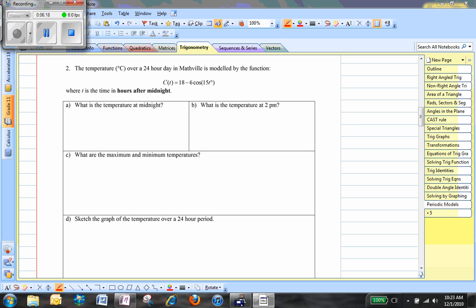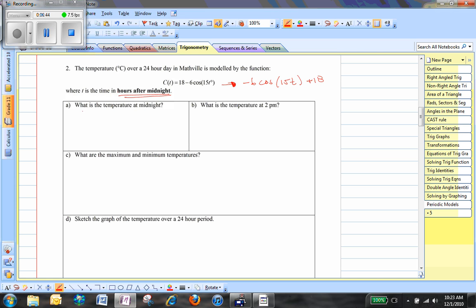Okay, so let's look at now the temperature over a 24-hour day in Mathville, and it's modeled by the following equation. If you don't like the way it's written, change it to something you can use, or something similar to something you're comfortable with. So C(t) = -6 cos 15t + 18, where t is the time in hours after midnight. So what is the temperature at midnight?